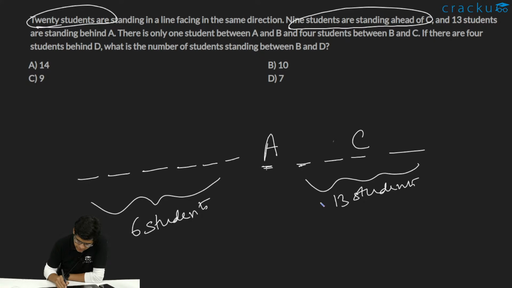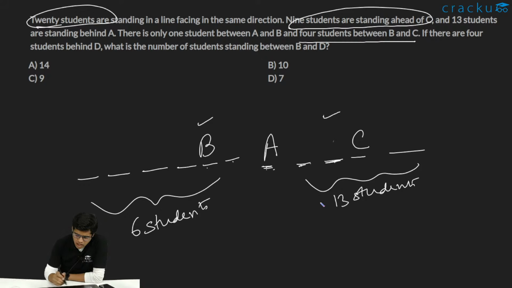6, 7, 8, 9, right? 9 students are standing ahead of C. Fine. And it is given there is only one student between A and B. Now either B can be at this position or B can be at this position. But it is given 4 students are there between B and C, which means B has to be here, because if B is here, then B will just be immediately next to C. But in this case, B will have 1, 2, 3 and 4 students between B and C, right?